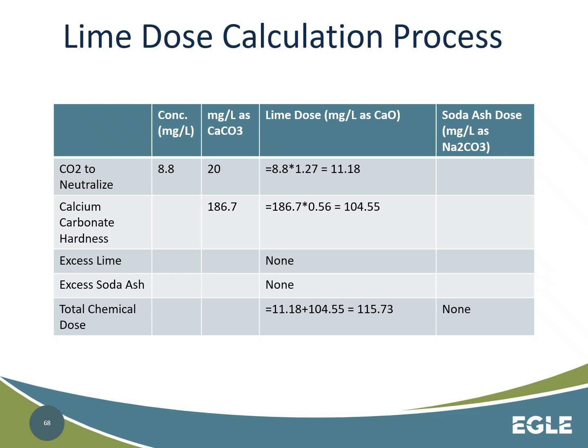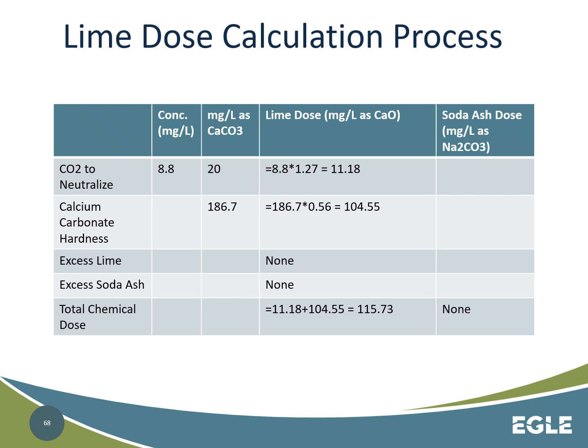We calculated our calcium carbonate hardness to remove on the previous slide as 186.7 milligrams per liter as calcium carbonate. We multiply this by our given ratio of 0.56 to get a lime dose of 104.55 milligrams per liter as quicklime. We don't need soda ash here. No requirements for excess lime or soda ash or for a different purity of chemical were given, so we assume we don't need to worry about that.